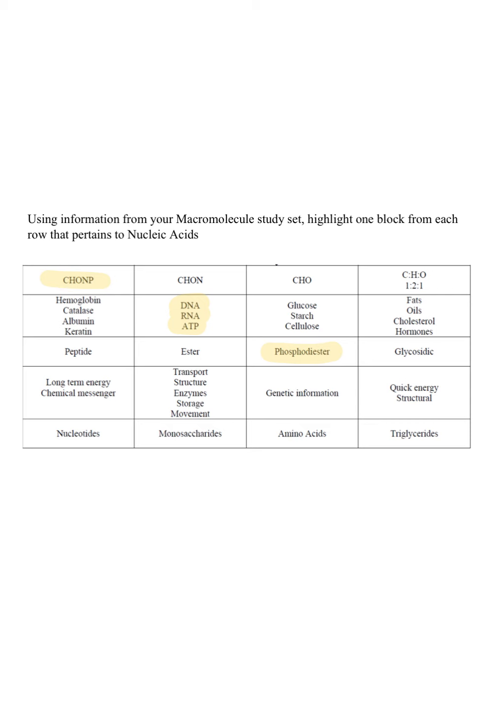The next row, you're going to highlight or circle the purpose of a nucleic acid. And the box that you should have highlighted is the box for genetic information. The last row, you are going to highlight the monomer of nucleic acids. And the box that you should have highlighted are the nucleotides.